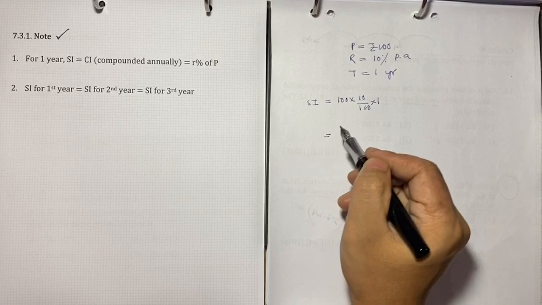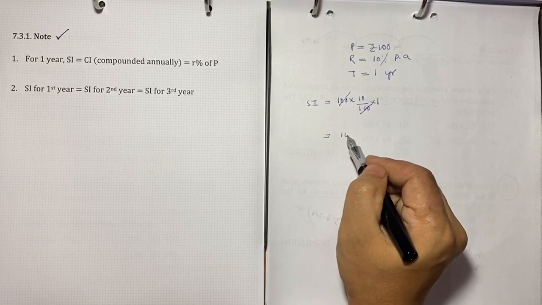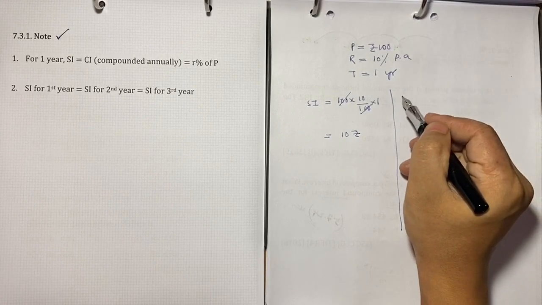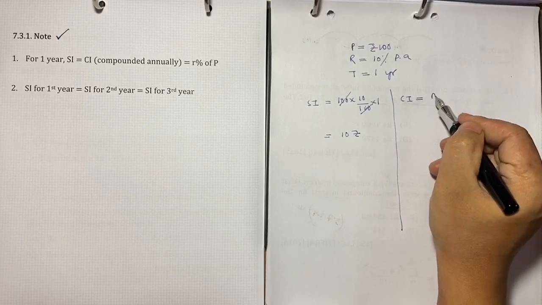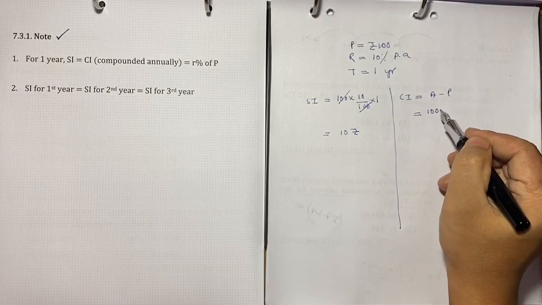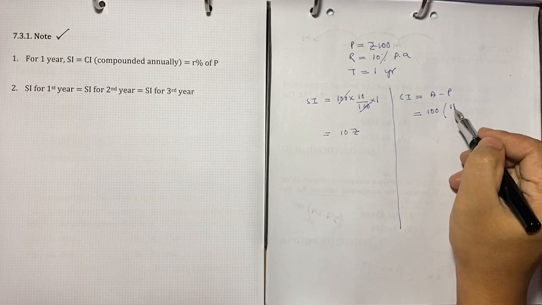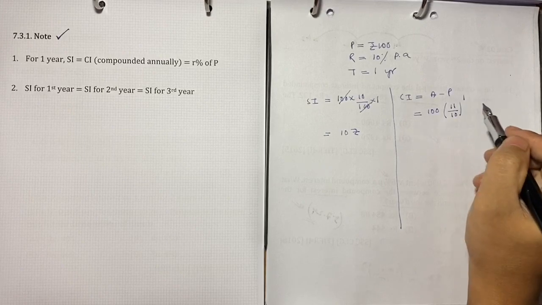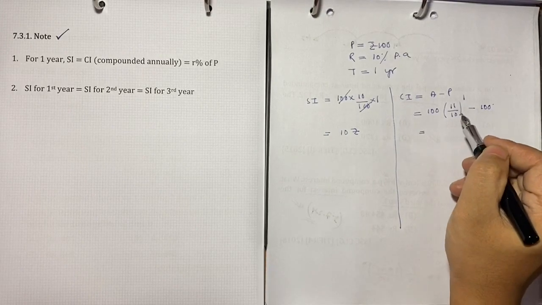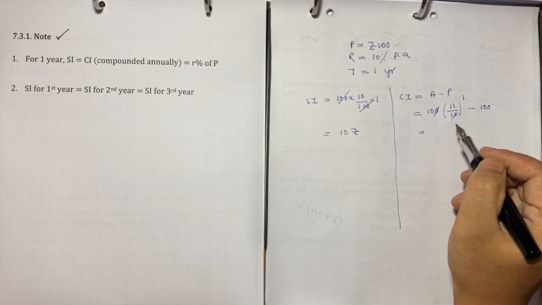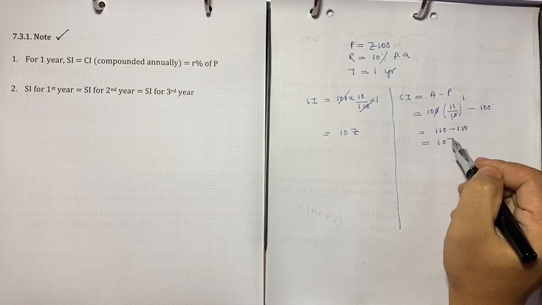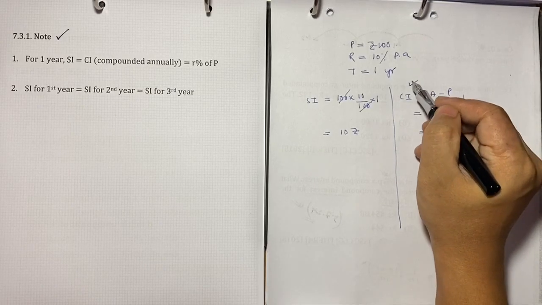Now the formula to calculate compound interest: compound interest equal to amount minus principal. So in this case, amount will be principal into 11 by 10 to the power 1, minus principal, equal to 110 minus 100, equal to 10.